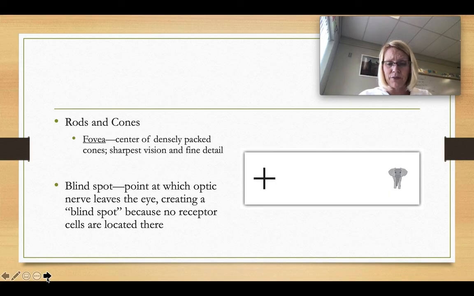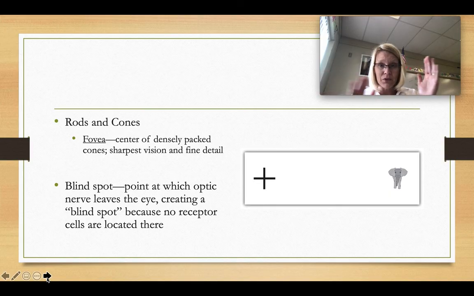Also near the back of our eye, near the retina, we have a place called the blind spot. If you're driving, you understand what a blind spot is, and the same is true with your eye. It's the point at which the optic nerve, which we'll talk about in a second, leaves the eye, and it creates a blind spot because there are no receptor cells there. What I do have to say is that what one eye can't pick up, the other eye tends to catch. But sometimes you can't.